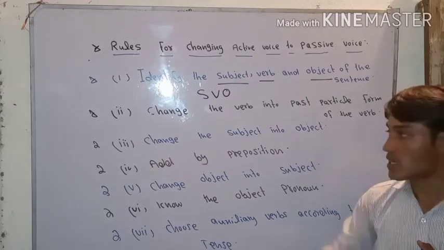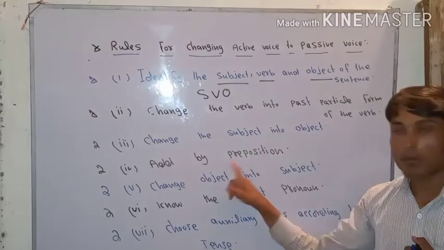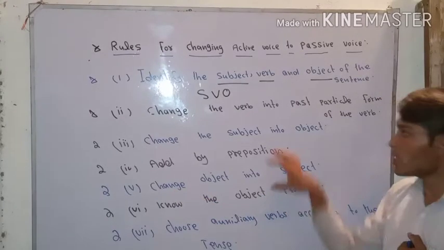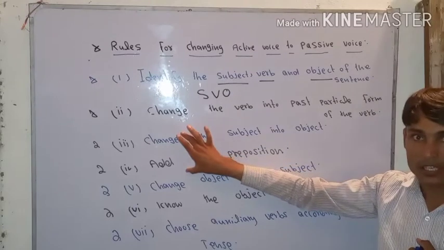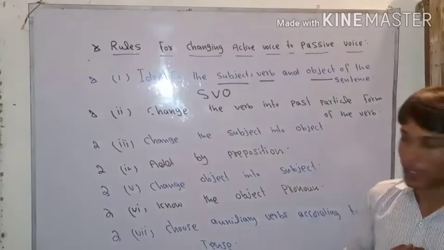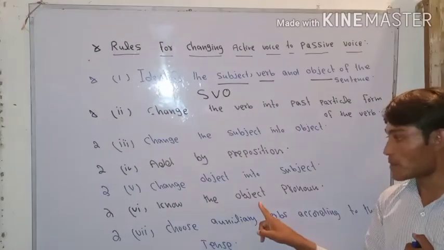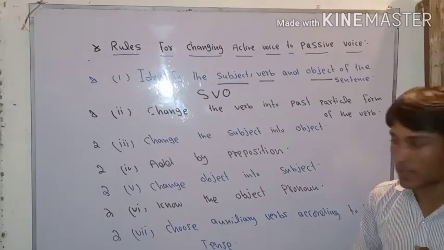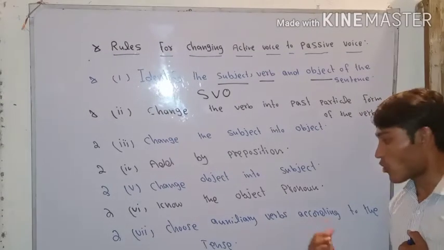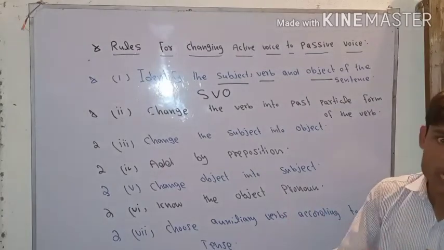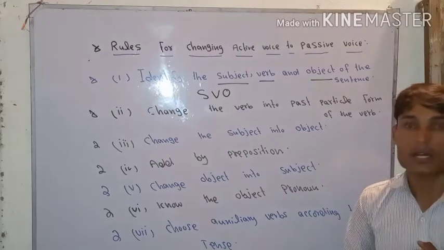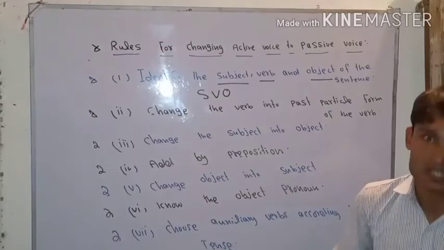But 90% we need to add by preposition. Next one is change object into subject. These two statements have the same meaning, that replace the subject with object or object with the subject. The next one is know the object pronoun. Sometimes we need to know about object pronoun as well. And the next one is choose auxiliary verbs according to the tense. If the tense belongs to simple present tense, we have to add auxiliary according to the simple present tense or according to present continuous tense.